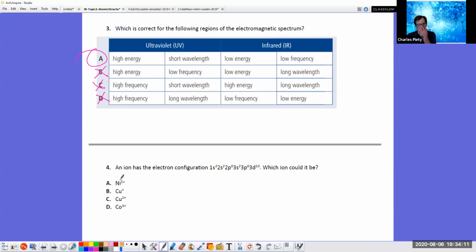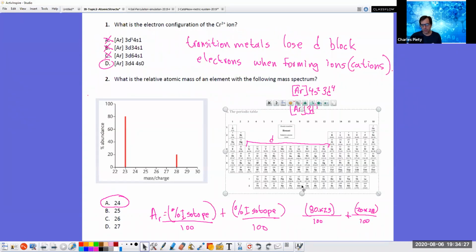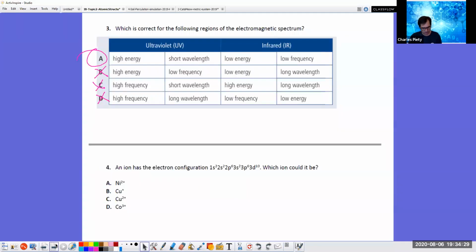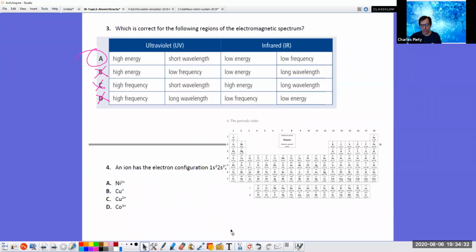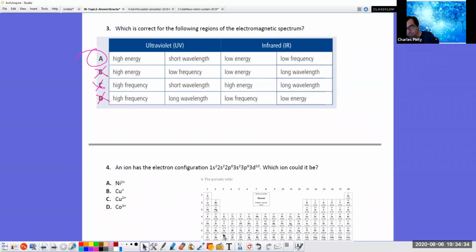Lastly, I think this is the last question. An ion has the electron configuration 1s2, 2s2, 2p6, 3s2, 3p6, 3d10. Let's get our periodic table. We always want to count electrons, and that gives us a hint. It could be an ion. Let's see here. 2, 4, 10, 12, 18, 28.